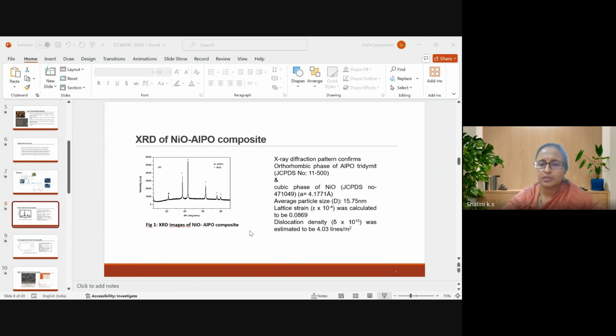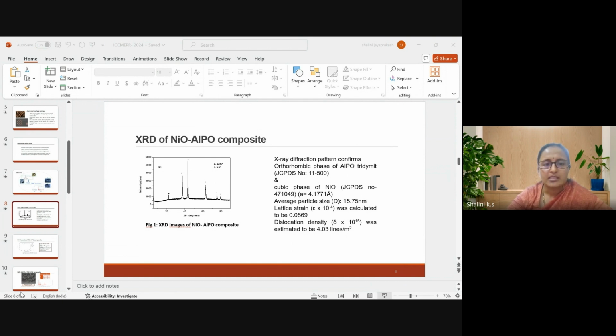The FTIR spectrum of the nickel oxide aluminophosphate composite is given here. There is a stretch around 1101 to 1106, which corresponds to the metal hydroxide stretch, and the stretch at 725 corresponds to the phosphate symmetric stretch. 539 and 457 are the bending vibrations: 539 corresponds to alumina tetrahedra, and 457 corresponds to the bending vibrations of the phosphate group.